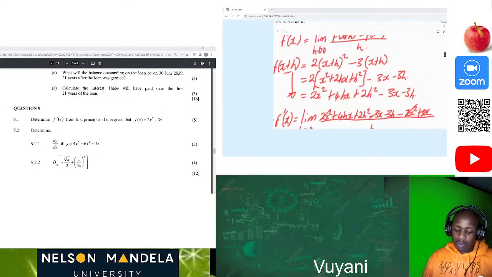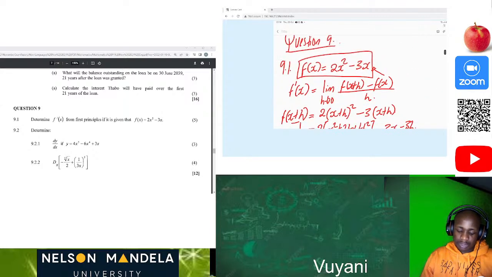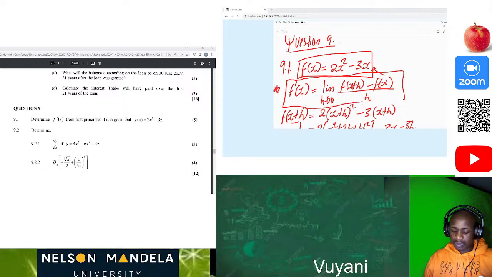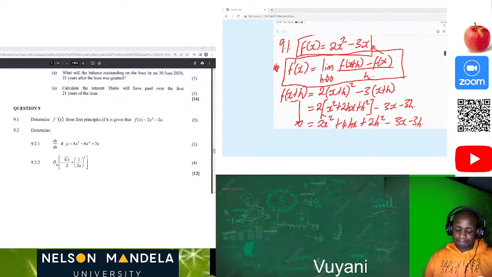So the key word was first principles. This is the equation which we use: f prime of x is equal to the limit as h approaches 0 of f of x plus h minus f of x, divided all through by h. Then you will get your mark.